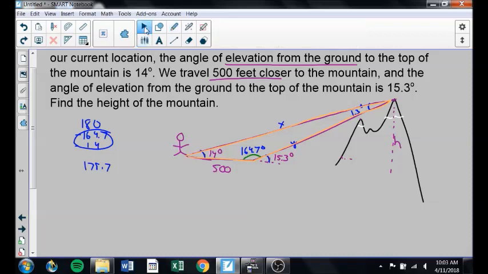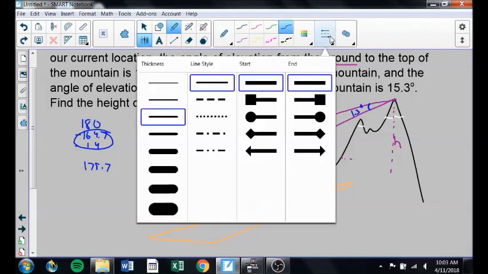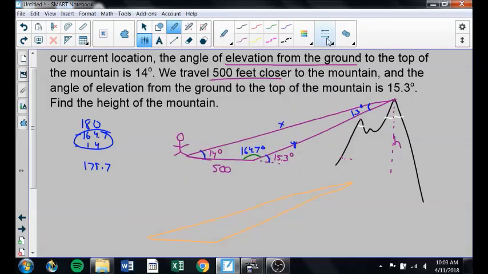And doing that thing that I just did where you highlight the triangle that you're dealing with, and maybe even you pull it down and you work with it down here, can be really clarifying of what you're doing. So here's 14, here's 1.3, here's 164.7. This was 500. I'm going to find x.